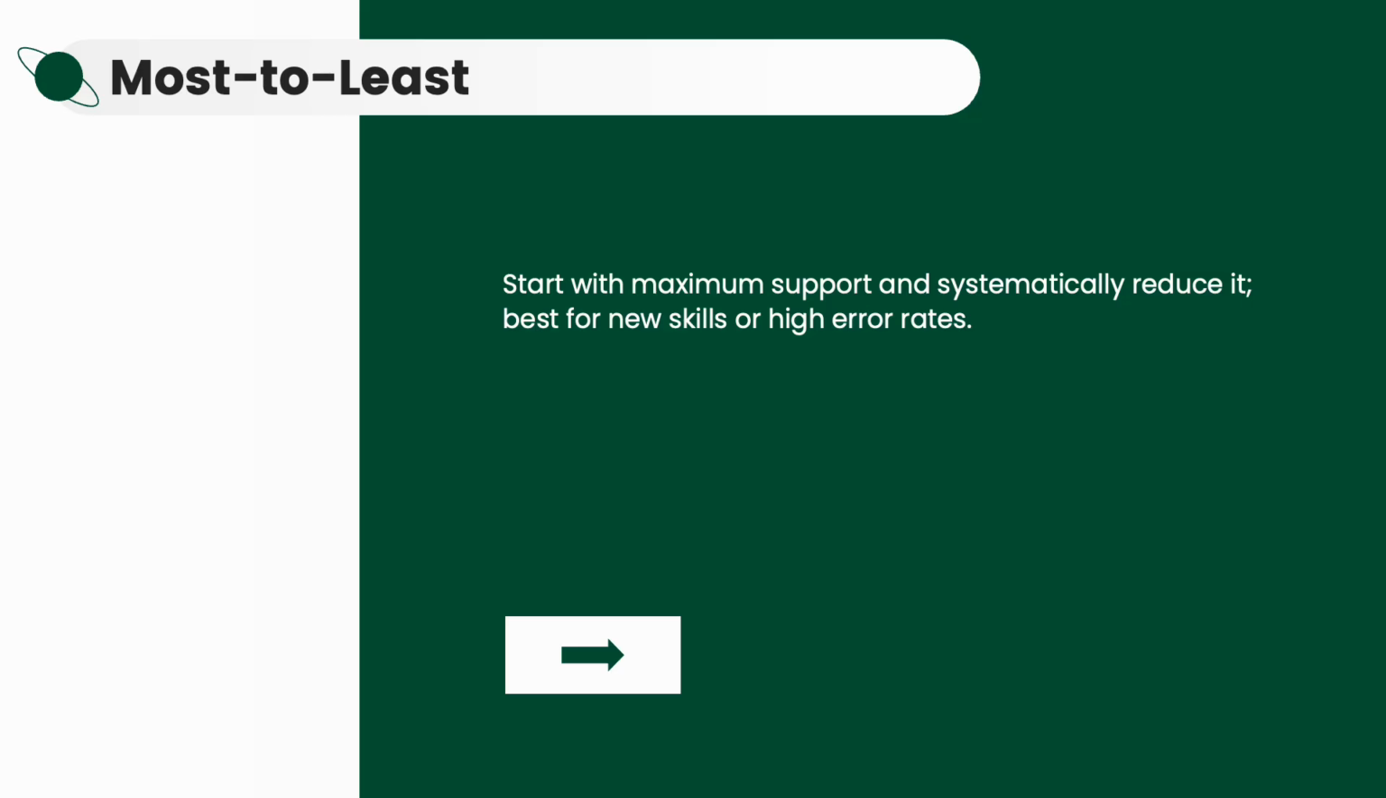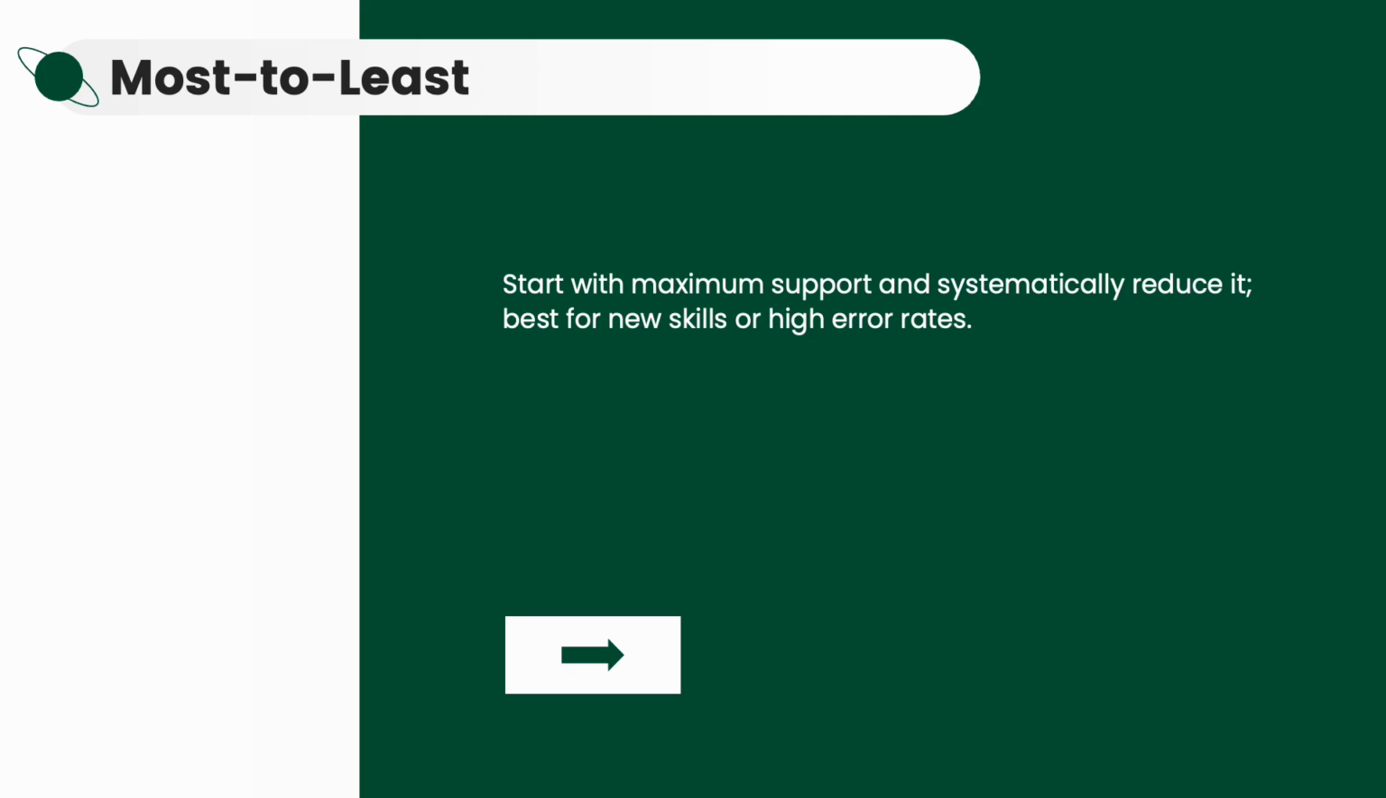How about when do we use this? Most to least is best when the skill is brand new, the learner has no prior experience, there is a high chance of errors, or errors would be problematic or unsafe. Why does most to least work? This approach works because the learner is almost always successful. They contact reinforcement consistently. It reduces frustration and problem behavior.